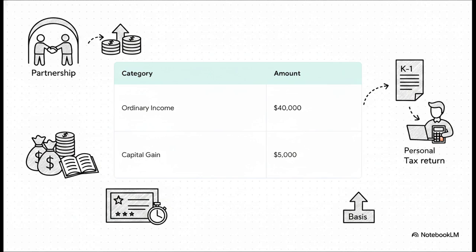Next, let's look at a pass-through. Beta Partnership earns $40,000 in ordinary business income and sells a stock for a $5,000 long-term capital gain. Now, Beta pays 0 federal income tax. Instead, the owner receives a Schedule K-1. They report their share of the $40,000 ordinary income, and they report their share of the $5,000 capital gain as a separately stated item. Why? Because it has to retain its special capital gain tax rates on their personal return. Plus, both of these amounts will increase the owner's basis in the partnership.